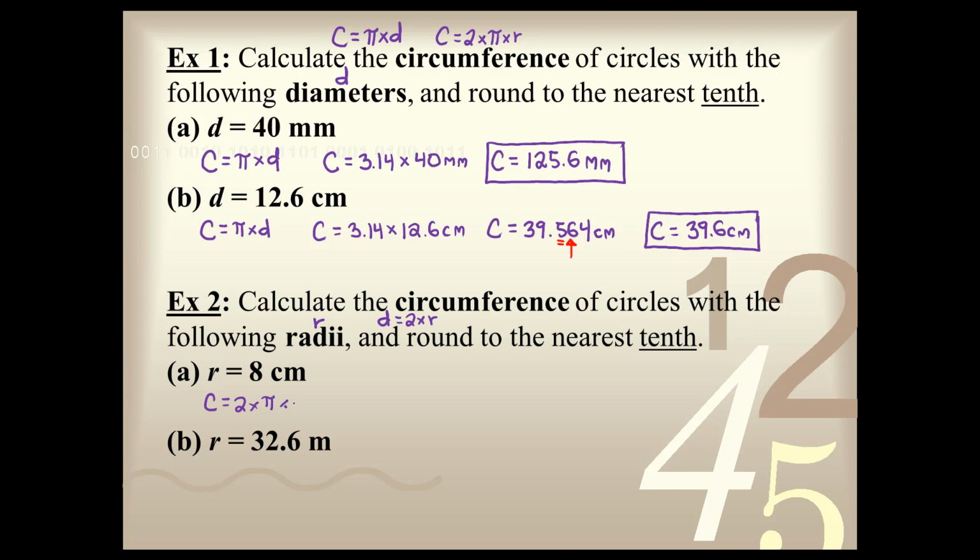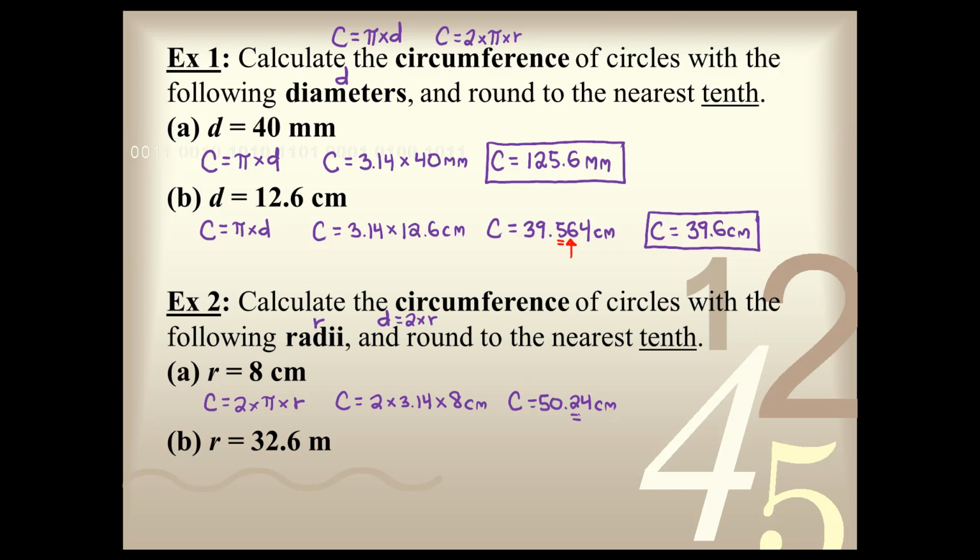So again, 3-step procedure. First step, write down the equation. Step 2 would be plug the numbers into the equation. So 2, we're going to treat pi as 3.14, multiplied by r, which is 8 centimeters. And again, when you sub the radius or diameter in, make sure to sub the units in as well. And then that would be C is equal to, let's calculate it, 2 times 3.14 times 8 would give me 50.24 centimeters.